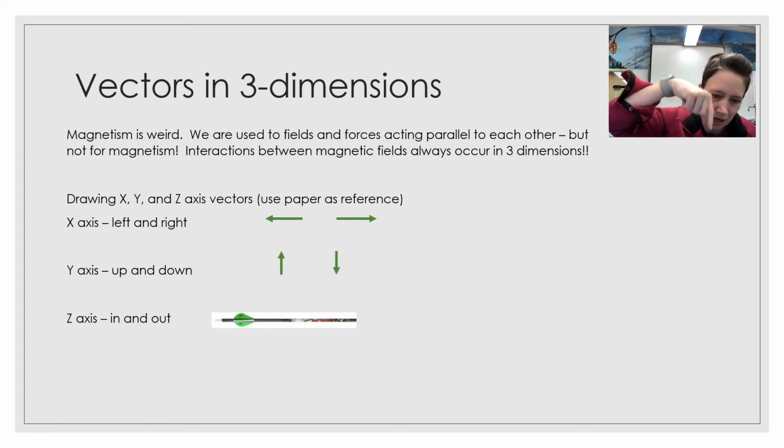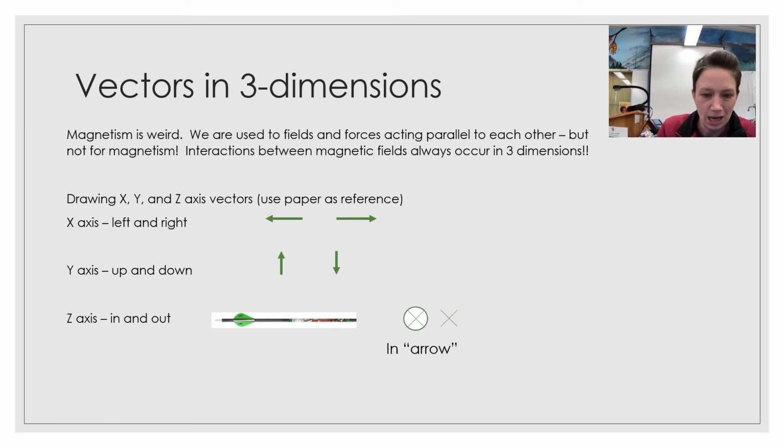So if you had shot an arrow straight down into your paper, you would see the feather or the X kind of on the back of that arrow. And so when we draw vectors going into our paper, you will see them represented with X's or sometimes X's with a circle around them. That represents in. So if you have a magnetic field in, you'll draw a bunch of X's.